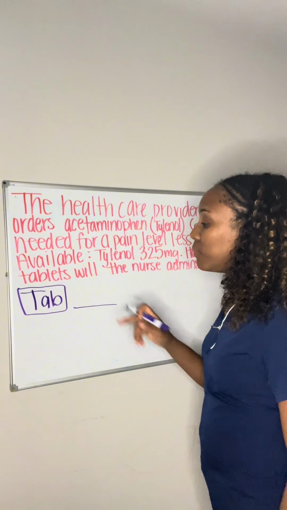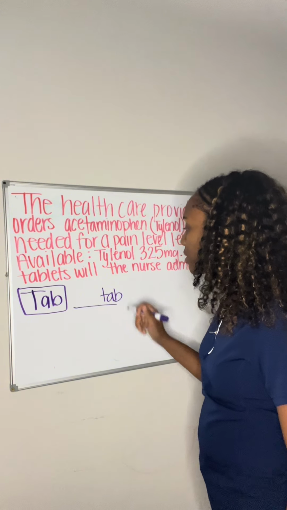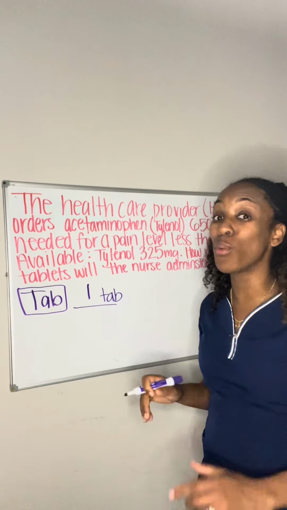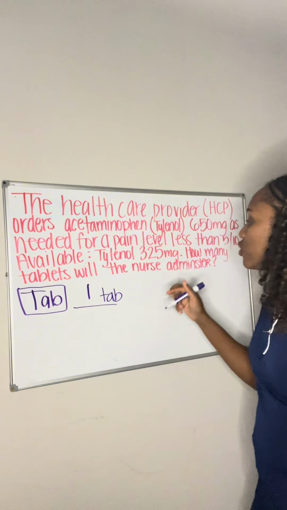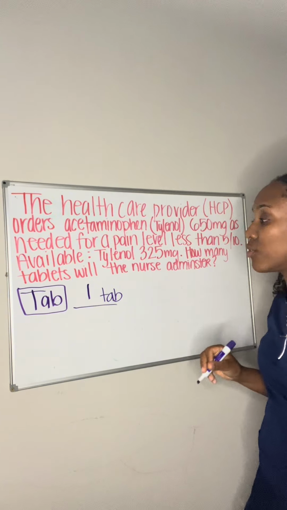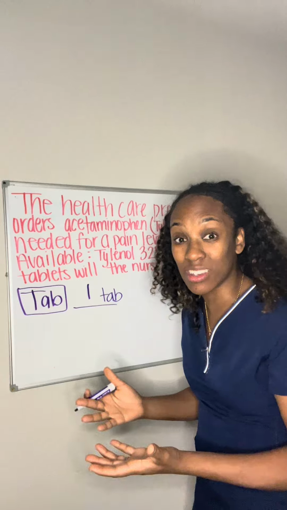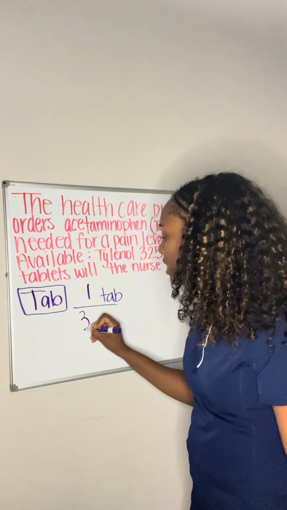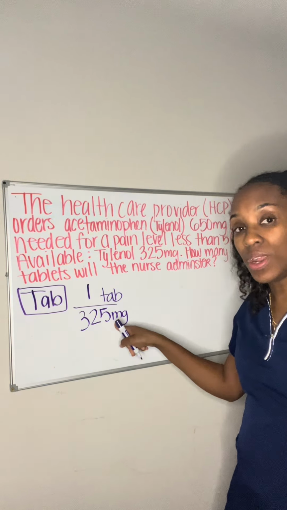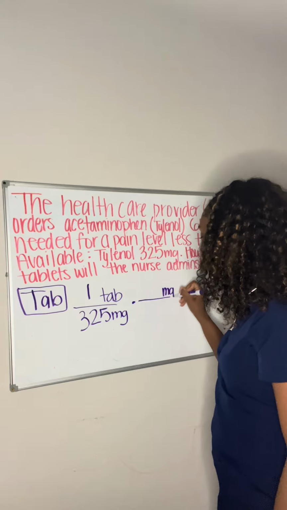So because I have tabs, that's what we're looking for, we have to start off with tabs, all right? We have to identify what one tablet is first before we can identify 20 tablets, right? So one tablet is available, Tylenol 325 milligrams, all right? That's what we have available. That is what pharmacy is going to supply us with, all right? So one tablet is equal to 325 milligrams. Whatever unit you have down here, you're going to have that same unit on the top. So I'm just going to go ahead and write that unit first.